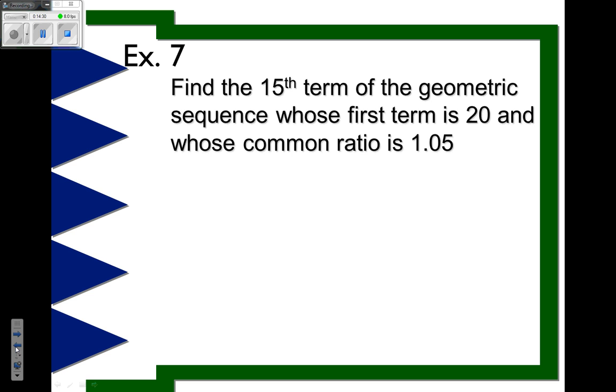Okay. What do y'all think we're going to do for this one? Would it make sense to just draw 15 blanks and plug in each number until I reach 15? No, it does not make sense. You don't have time to write 15 blanks and find 15 different answers. So we're going to plug this into the formula, a sub n. What's a sub 1? What's my common ratio? What's n? What do I get for a sub n?